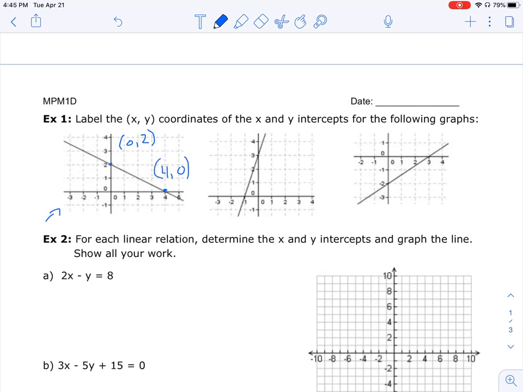And then I'll do the third one over here. My y-intercept is here, so my x value is 0, my y is -2. And then my x-intercept is located there. My x value is 3, and there is no y value.